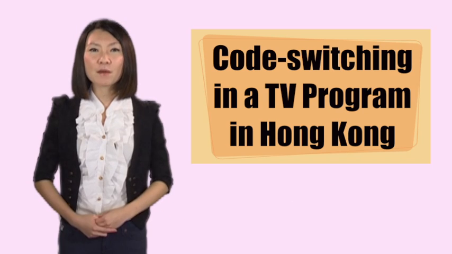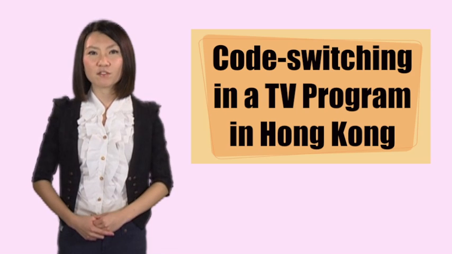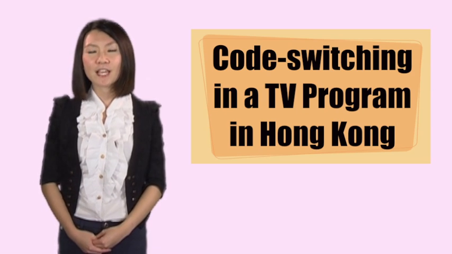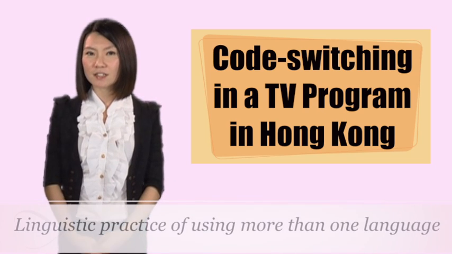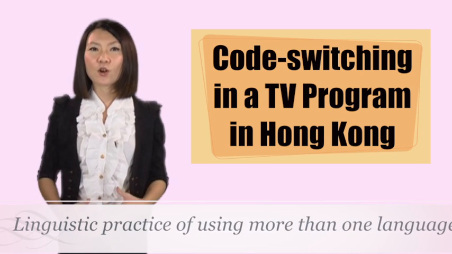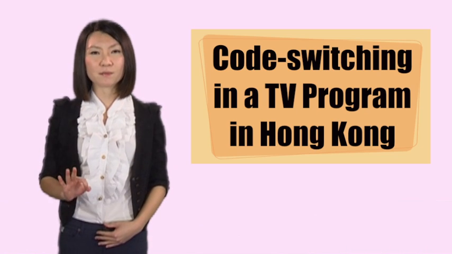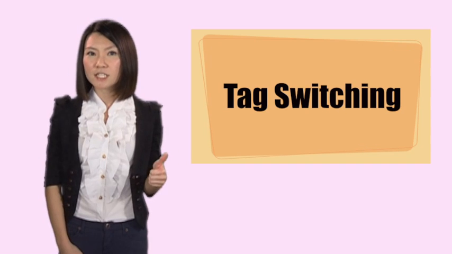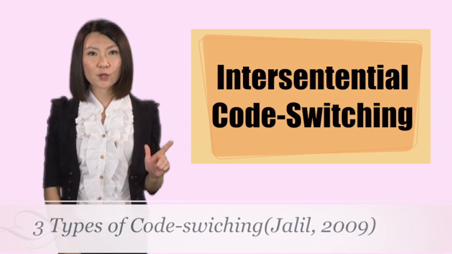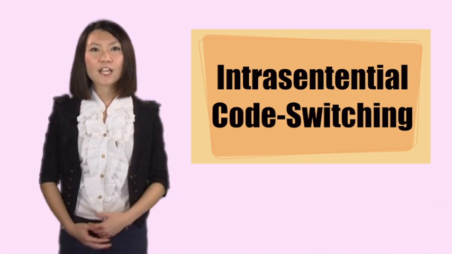In this video, I'm going to talk about the analysis on the use of code switching in the TV programs in Hong Kong. Code switching is a linguistic practice of using more than one language in a conversation. According to Jalil, code switching can be categorized into three types, including tag switching, intersentential code-switching, and intrasentential code-switching.